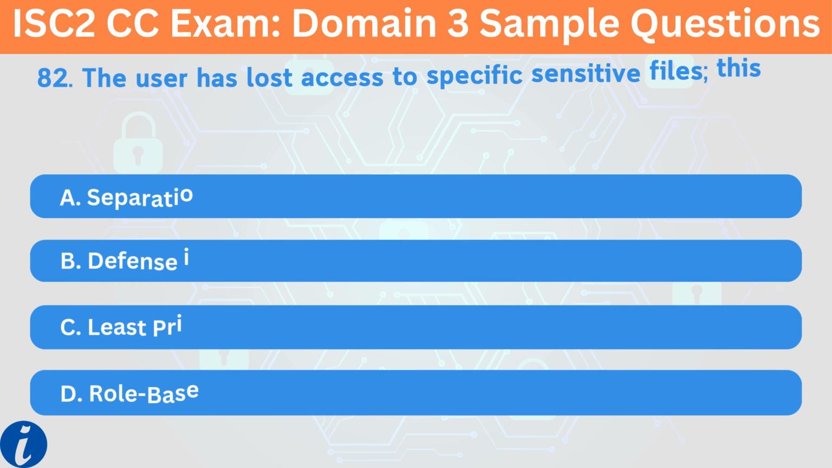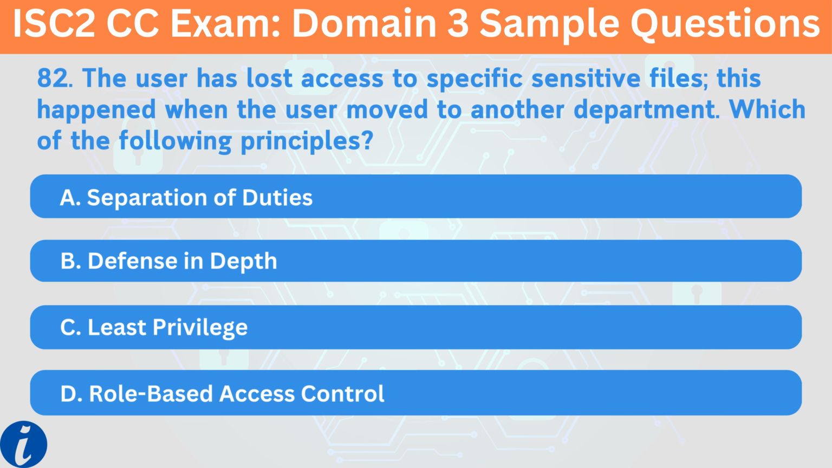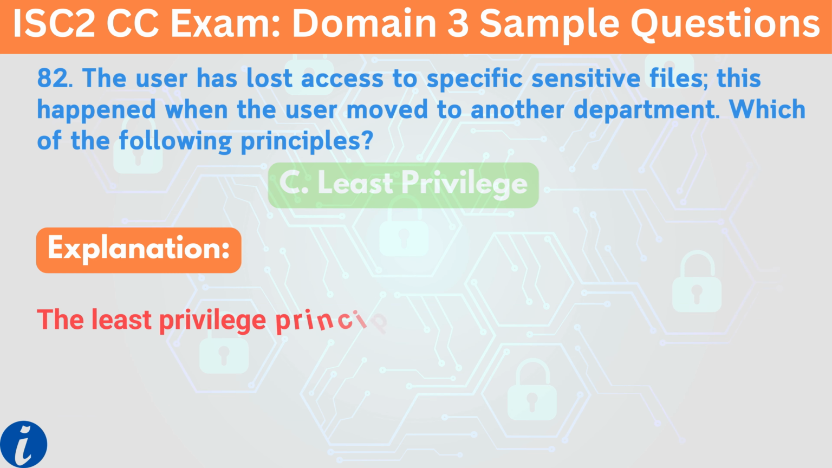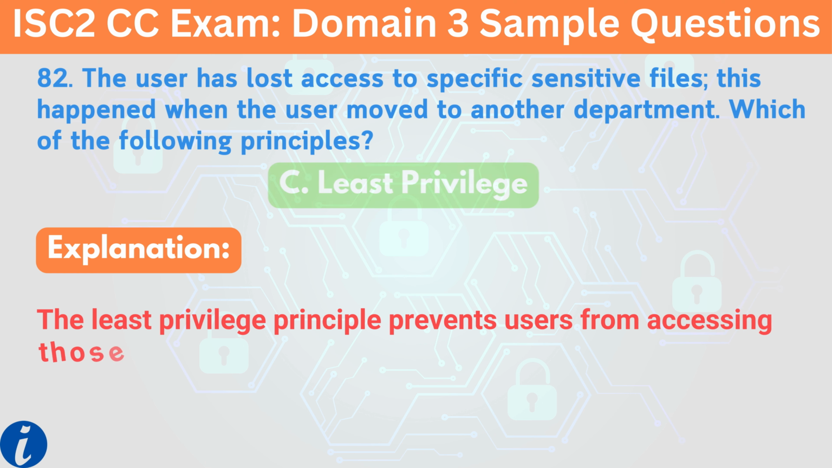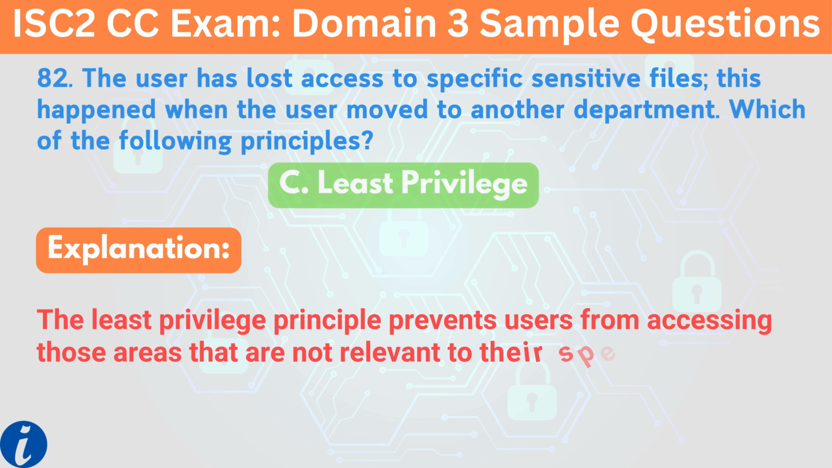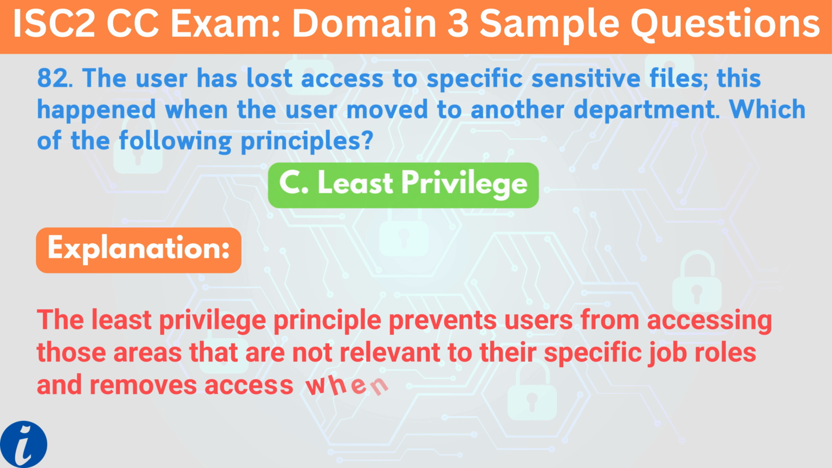82. The user has lost access to specific sensitive files. This happened when the user moved to another department. Which of the following principles? A. Separation of duties. B. Defense in depth. C. Least privilege. D. Role-based access control. The correct answer is C. Least privilege. Explanation. The least privilege principle prevents users from accessing those areas that are not relevant to their specific job roles and removes access when the roles change.